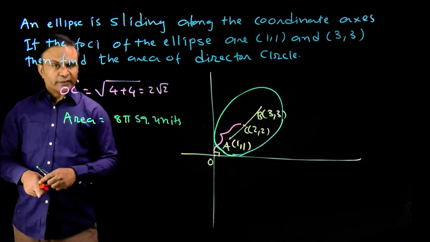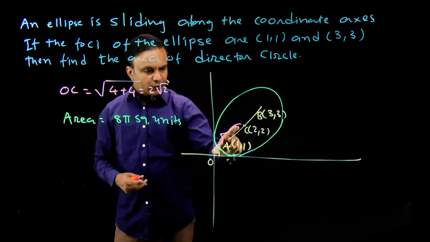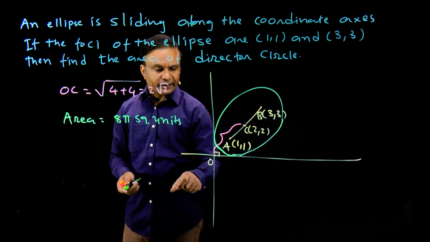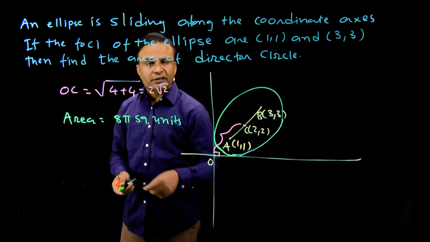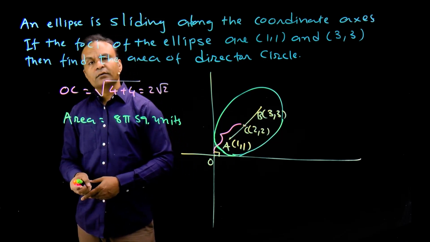Very simple question on the director circle. बस ये समझना है हमें छोटे छोटे concepts से हमें इसका radius निकालना है, and identifying that point O, the origin, lies on the director circle because these 2 tangents are perpendicular.